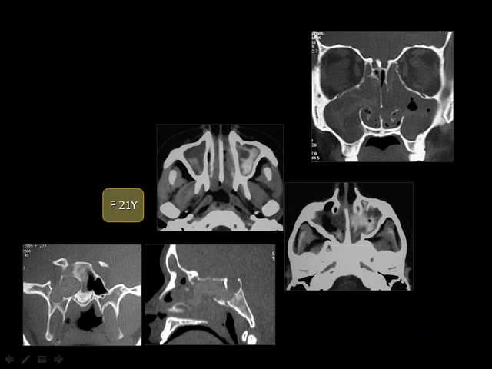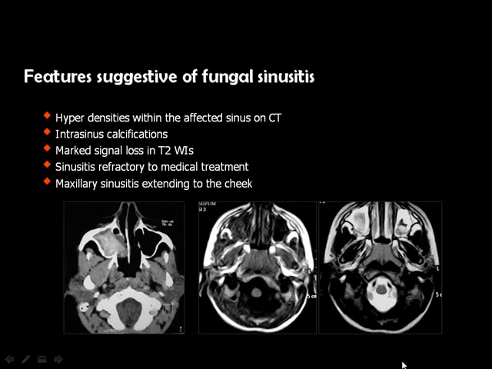This is another case of fungal sinusitis with opacification of the maxillary sinuses and the ethmoidal air cells, and you can see in the soft tissue window the hyperdense appearance, which is typical for fungal sinusitis. Also, you can see the affection of the sphenoid sinus with erosion of the floor of the sphenoid sinus as well by this fungal sinusitis.